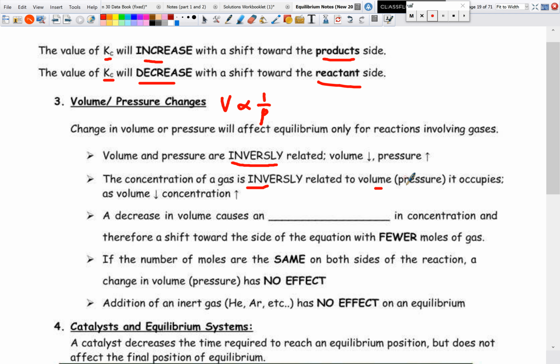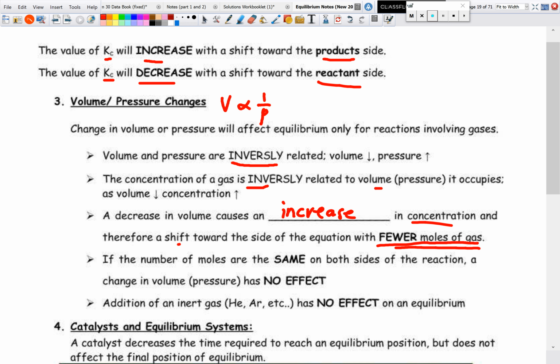That means as the volume gets bigger, concentration gets smaller. As volume gets smaller, concentration gets bigger. So a decrease in volume causes an increase in concentration, and therefore will shift towards the side that has fewer moles of gas. We're going to get to one of those examples later, but you need to look at your balanced chemical reaction and count the total number of moles on each side: how many are on the product side, and how many are on the reactant side.